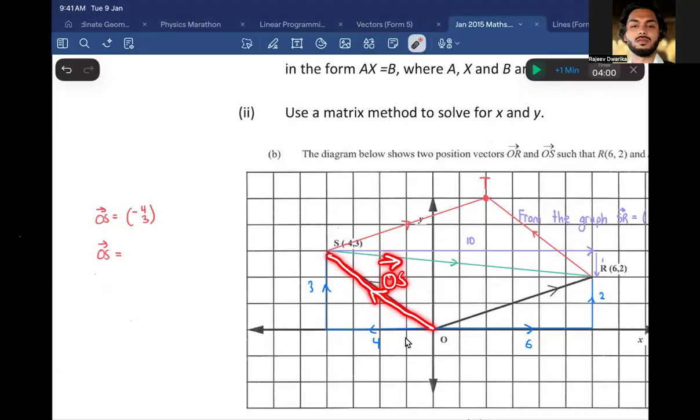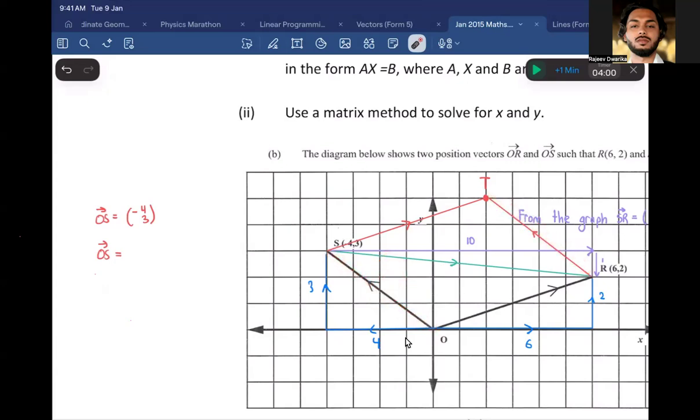So think about it, Joshua. If a shape is a parallelogram, it means that the opposite sides are equal. So it means that vector OS should be the same thing as what vector? Which other vector? No, it should be the same thing as vector RT. No, it's supposed to get -4, 3, right? It's supposed to get -4, 3.